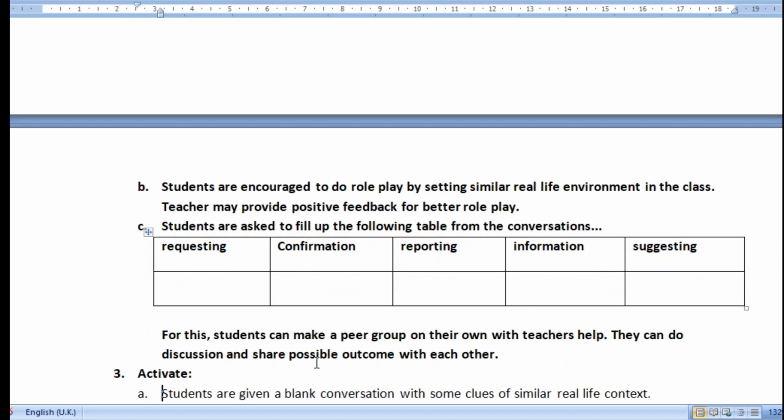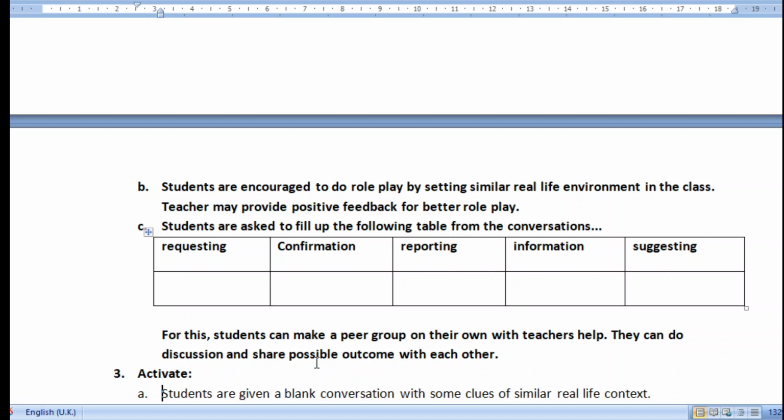And what I'm going to do here, look at here. Students are asked to fill up the following table from the conversation: requesting, confirmation, reporting, information, suggesting. That means students are going to write the sentence. That may be the question by the customers or the inquiry by the hotel receptionist. So they are going to write some response below the requesting, confirmation, reporting, information, and suggesting. That is their production. That is productive skills.